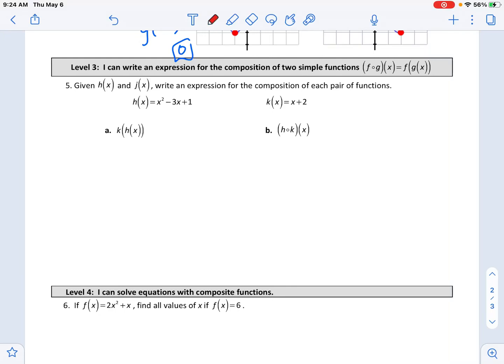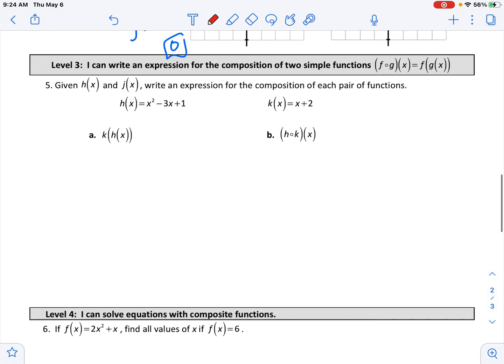All right, so we got 5.3, video notes level 3, level 4 here. Taking composite functions next step. Now we're not inputting a value. With composite functions, when you input a value, if you were to find k of h of 3, you plug 3 into h, you get an answer.